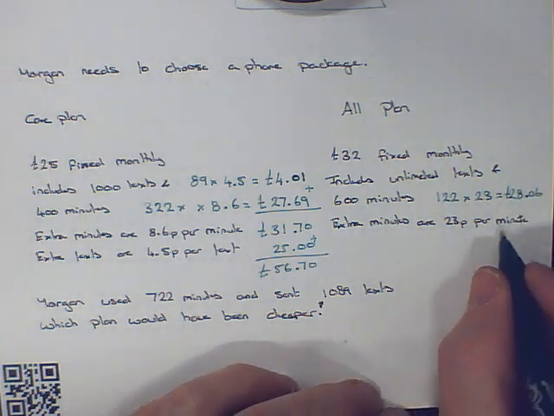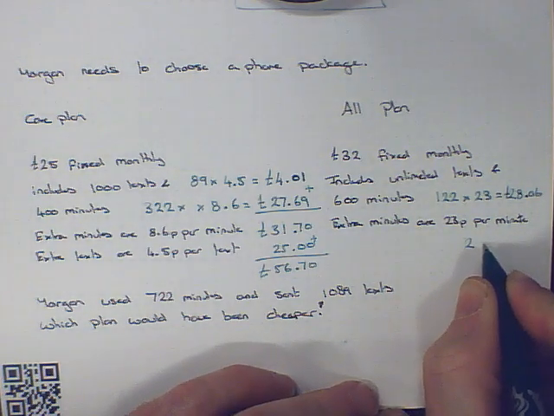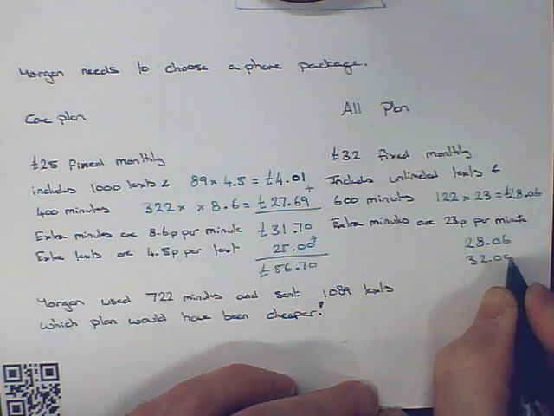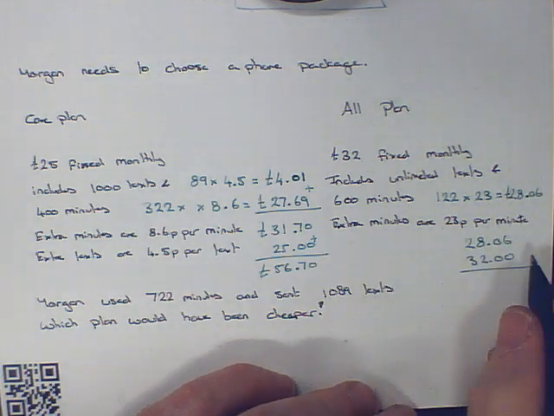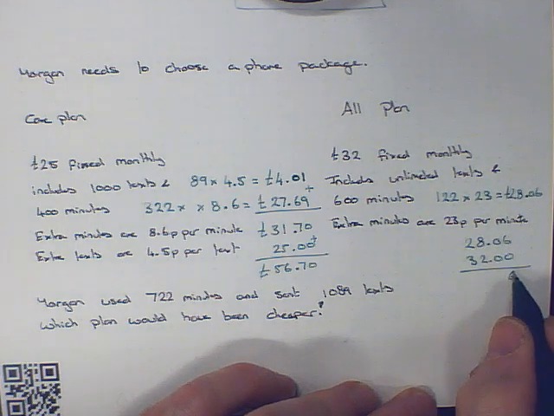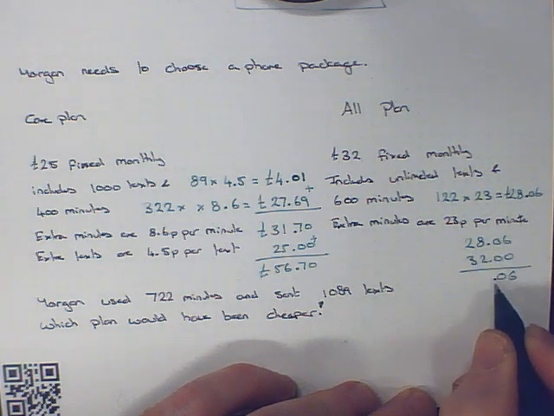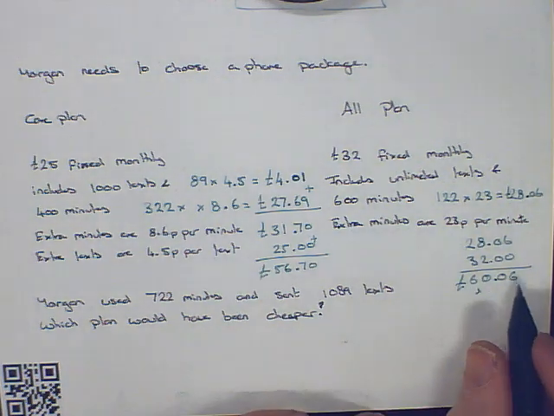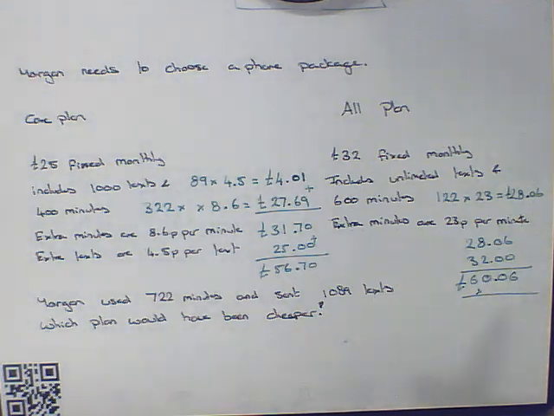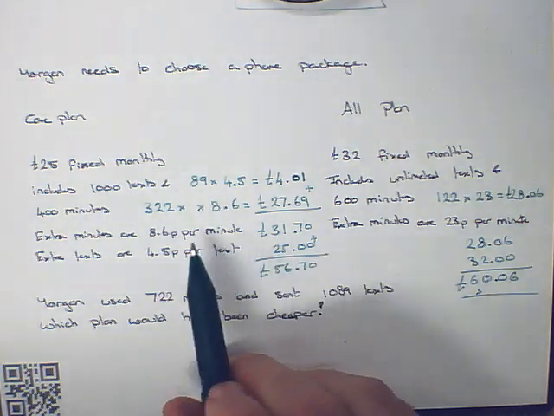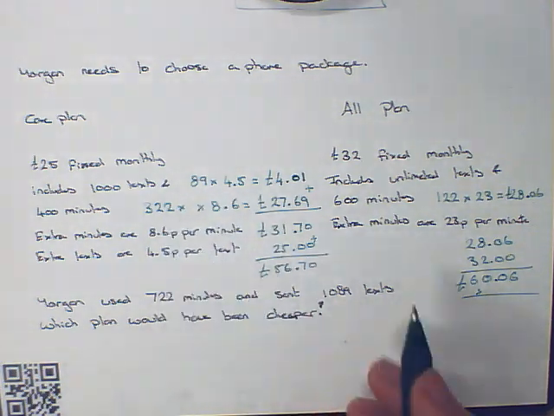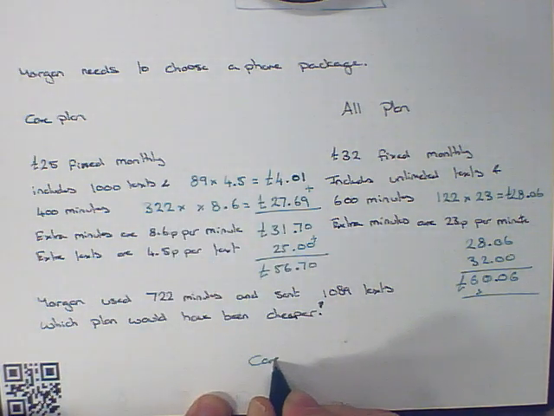Now, if we add on the £32 that it would have cost him for that inclusive, he would have actually spent £60 and 6p if he was on the all plan. So by comparing the two, we can clearly see that the care plan is the best plan to go with for him for that month.